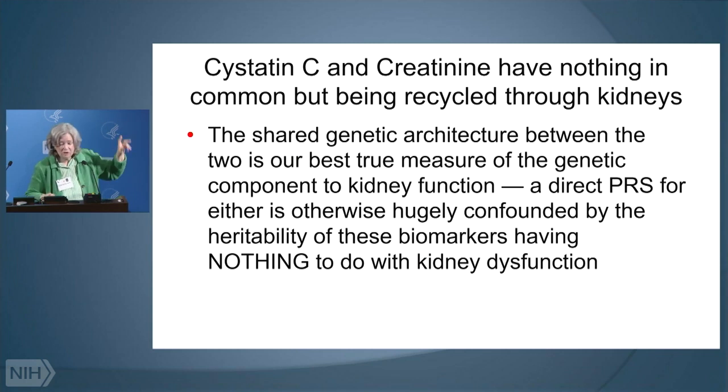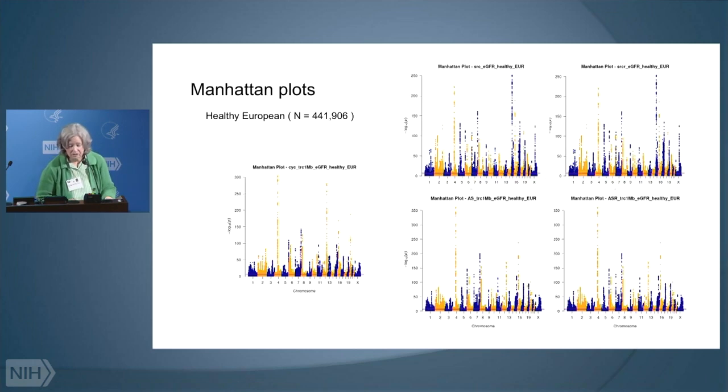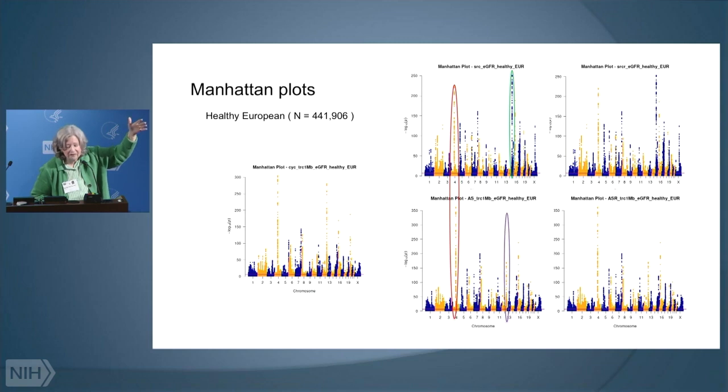These two biomarkers really have nothing in common in terms of what they do, except that they're both recycled through kidneys. So the shared genetic architecture is a way to understand kidney function. And the thing is, they both have some important shared biology. So the top is serum creatinine, the bottom's the cystatin C. But they also have absolutely unique big effects.